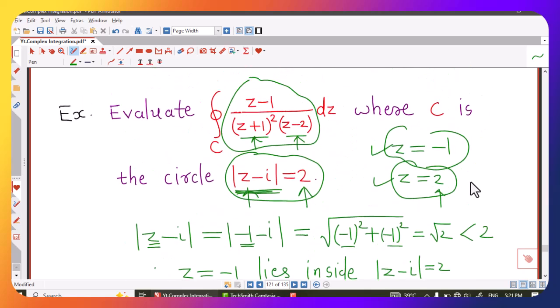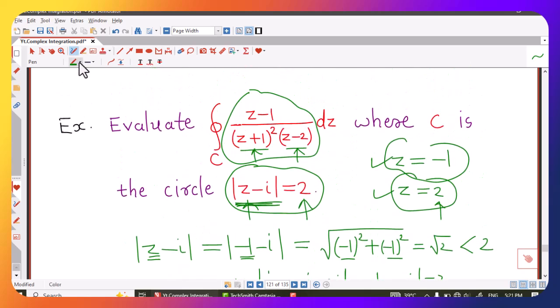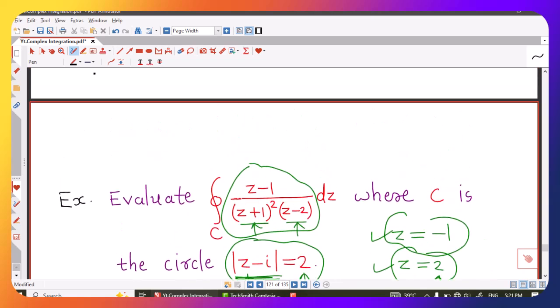So once we decide which points are inside the circle and which points are outside the circle, we will be able to write our integral in this form: f of z divided by (z minus z0) to the power n plus 1. So now our circle is absolute value of z minus i equal to 2, and we have seen that z equal to minus 1 is inside this circle and z equal to 2 is outside this circle.